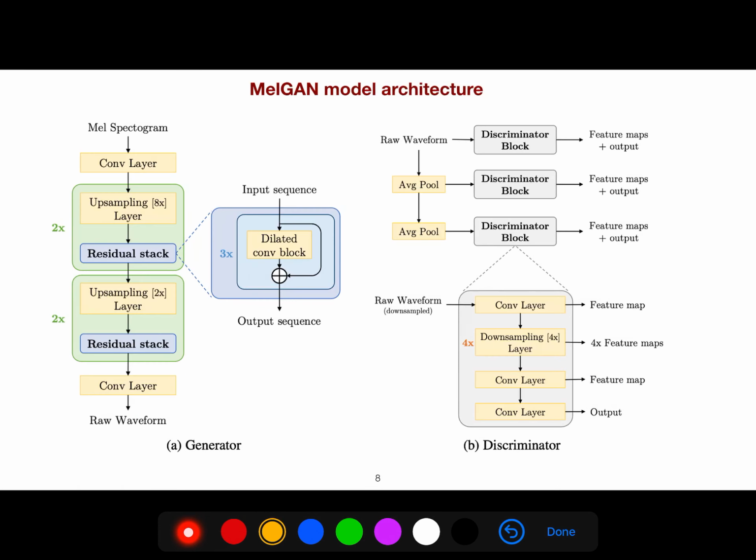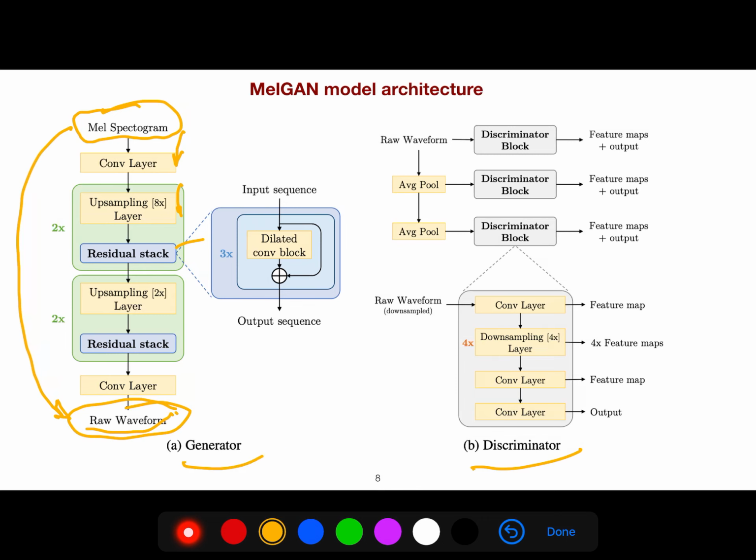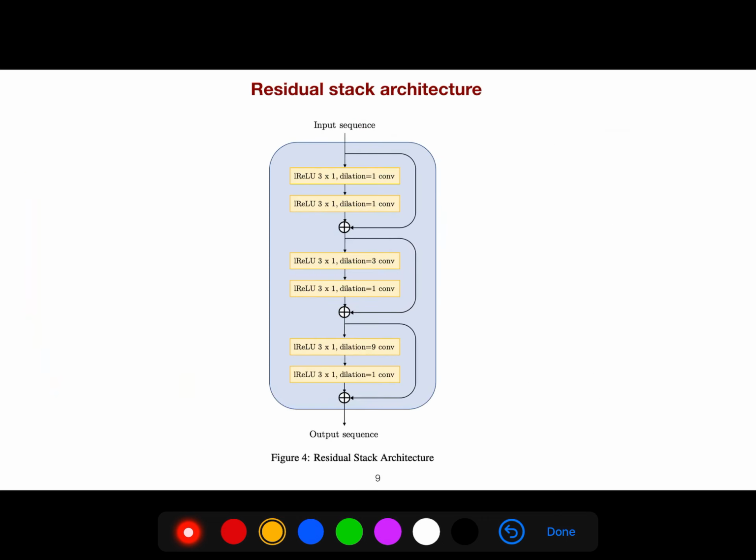And then finally, this is the MelGAN model architecture. We have a convolutional layer, then upsampling, residual stack, as we had in different lectures. So finally, we get the raw waveform. I said MelGAN is just the conversion of Mel spectrogram to the raw waveform that we would like to hear, that we understand as humans. And we have the discriminator and generator. And the residual stack is like this.